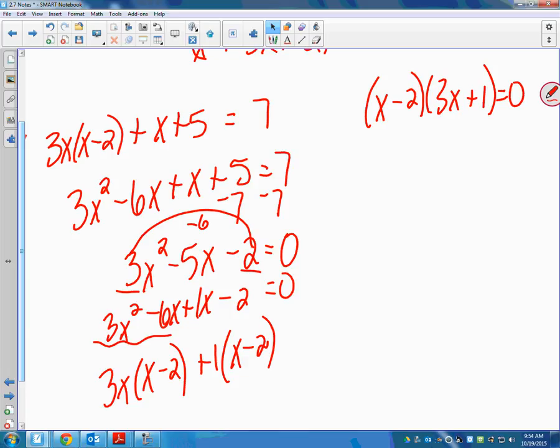Really hard to do if the number's like 36 because there's a whole lot of choices. But when they're prime, they're not that bad to do. But anyway, you get x equals 2 and x equals negative 1/3, which is the same answer you should get with the quadratic formula. And if you're faster with the quadratic formula, do that.